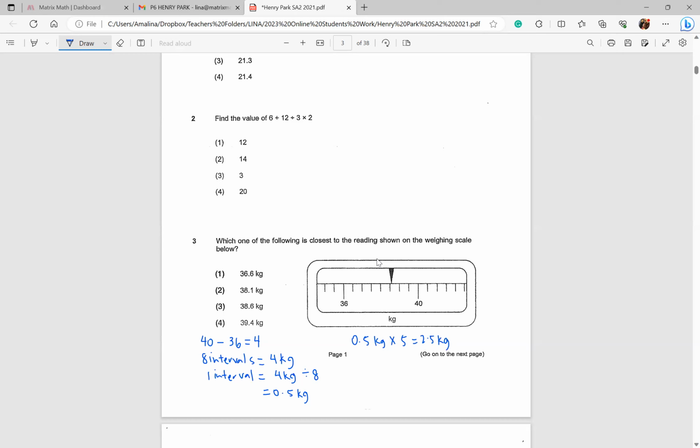Okay, so 2.5 kg. Then I need to add my 36. So 36 plus my 2.5 kg, I'll get 38.5. Okay, that means this line here is 38.5. But you want to find the one that is closest. So the closest to 38.5 will be 38.6 kg. This is option number 3.